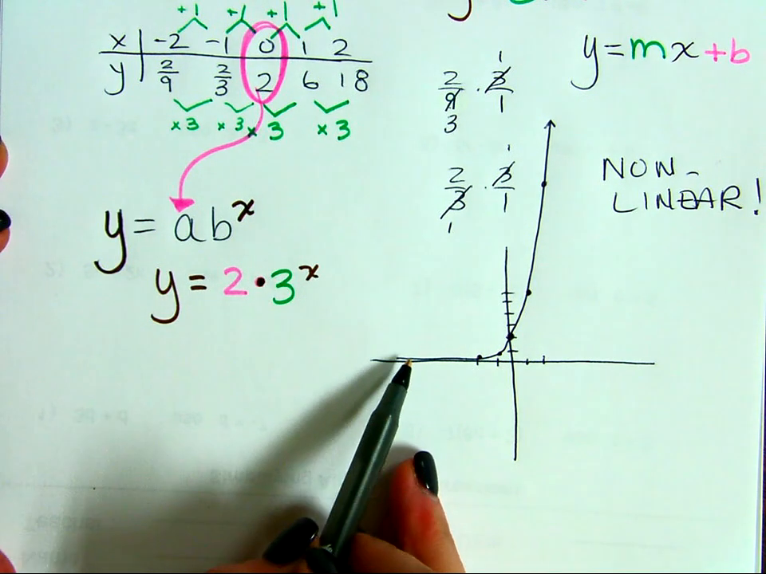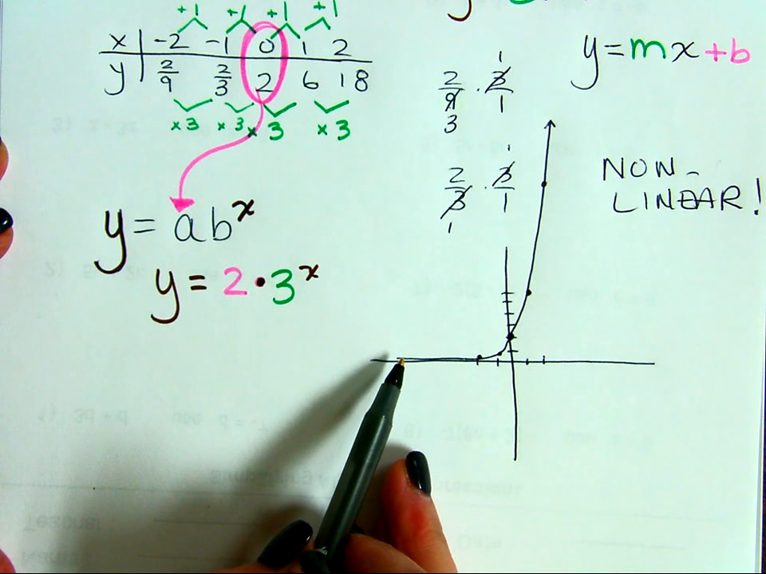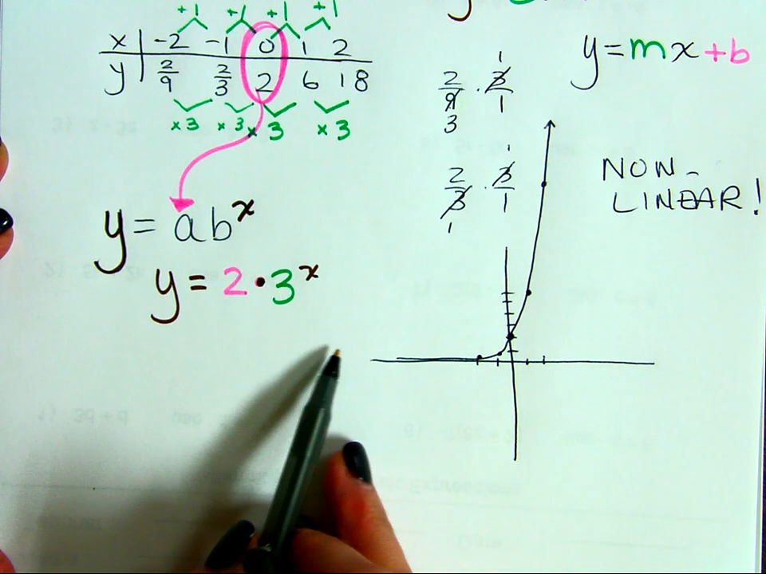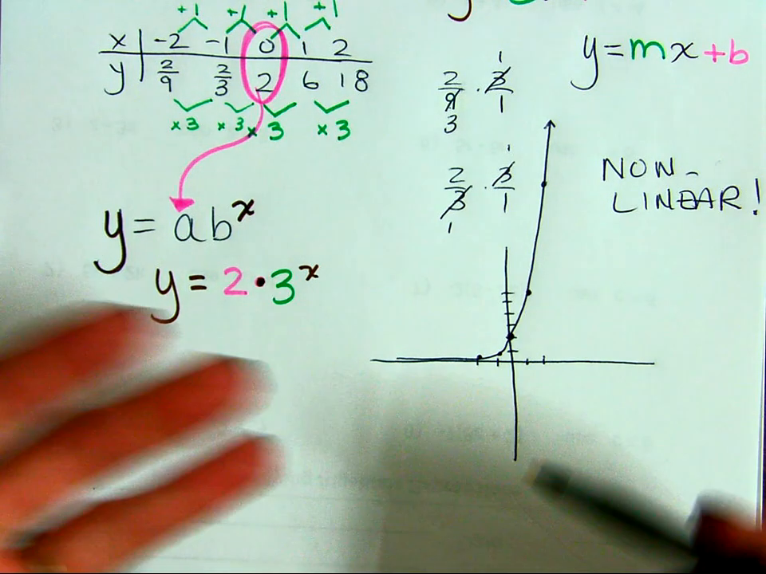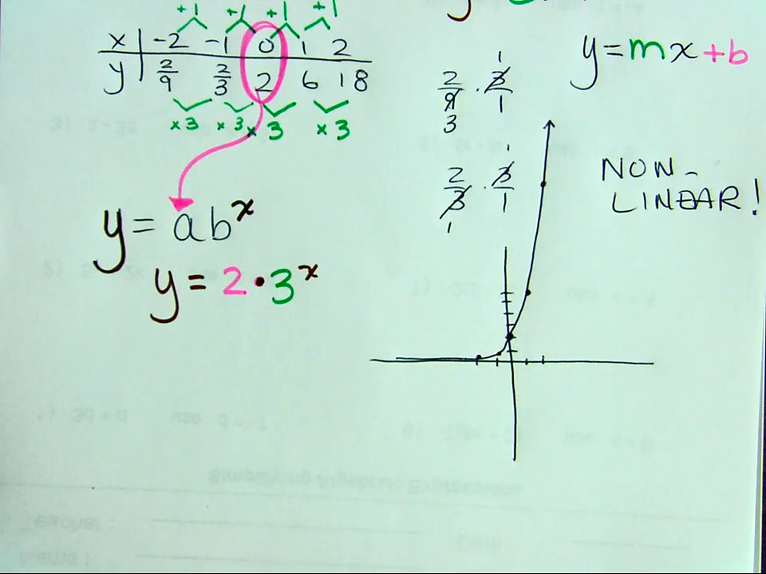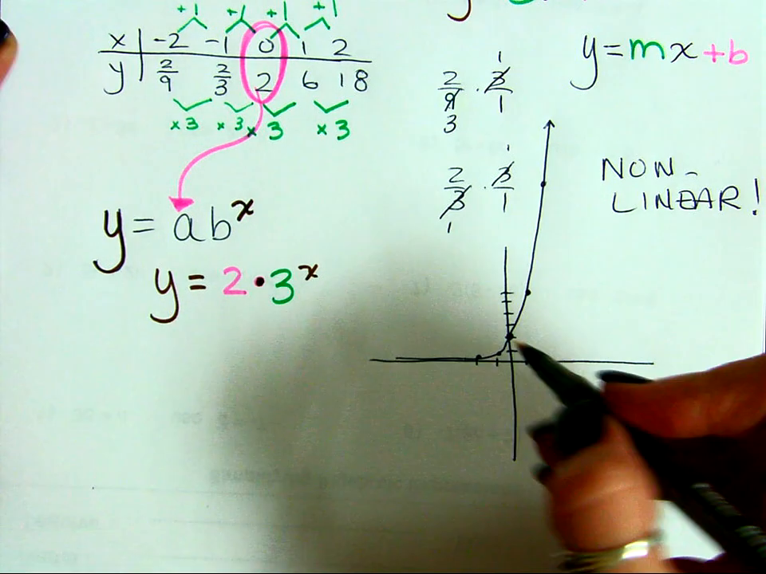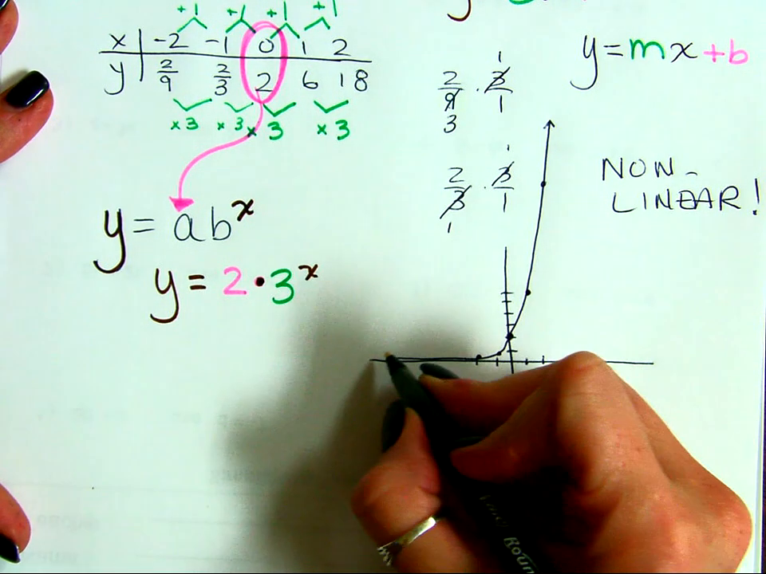But in that preview video, remember what the guy said? It's never going to actually touch it. It's just going to keep getting closer and closer. And obviously we can't tell by this graph because I have a thick pen and I hand wrote the graph. This is actually never going to touch. So an exponential function looks like this.